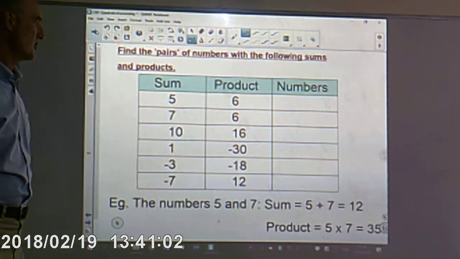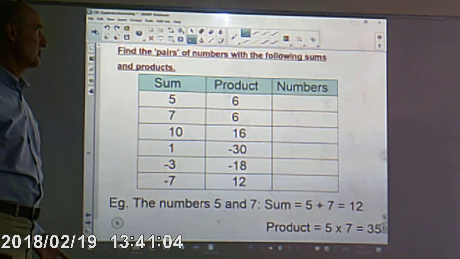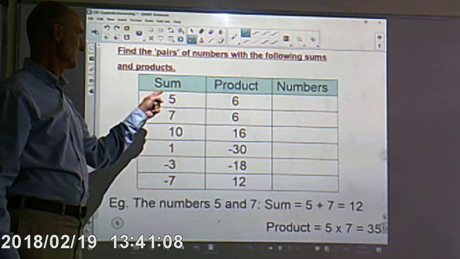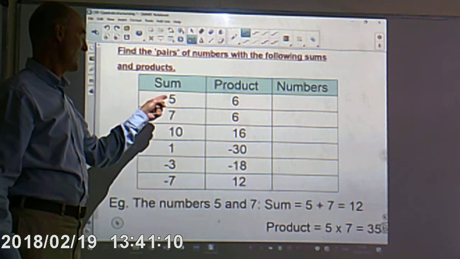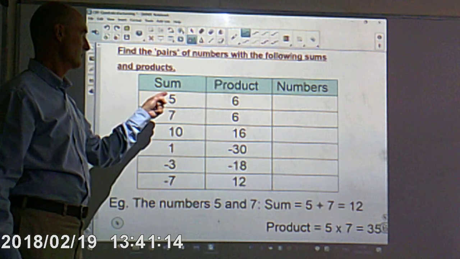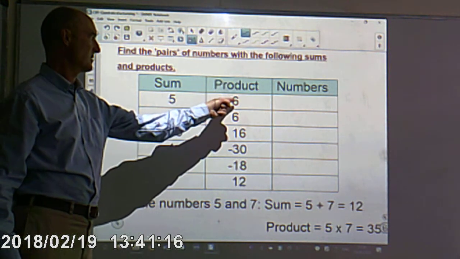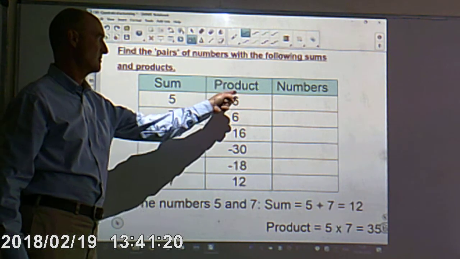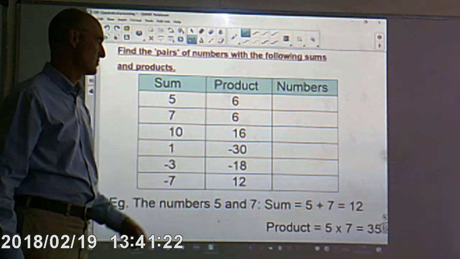Just by way of a start off, a little bit of starter activity for you. Selecting two numbers that sum to make the number in the left hand column, but then multiply together, their product makes the number in the middle column. So two numbers have got to be selected.